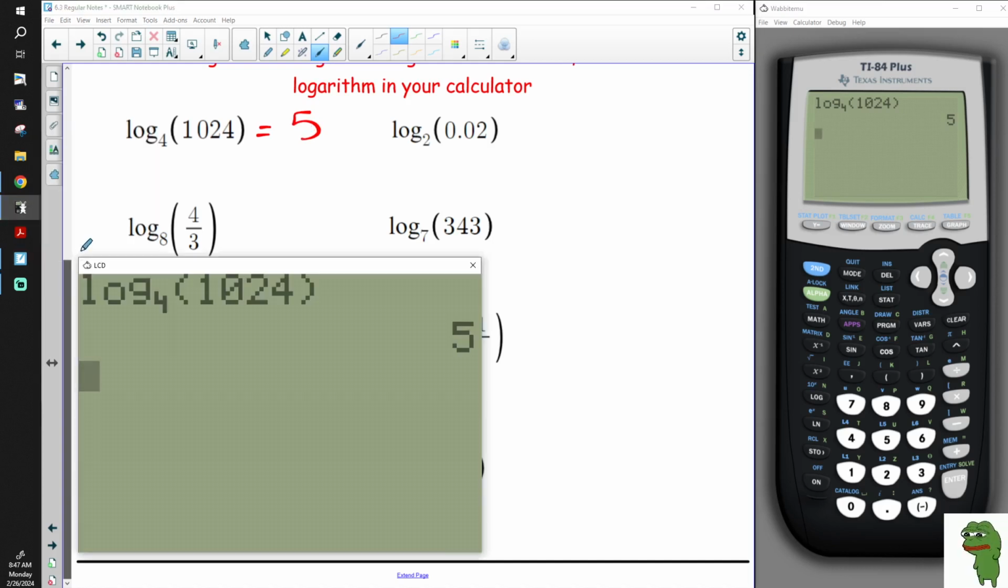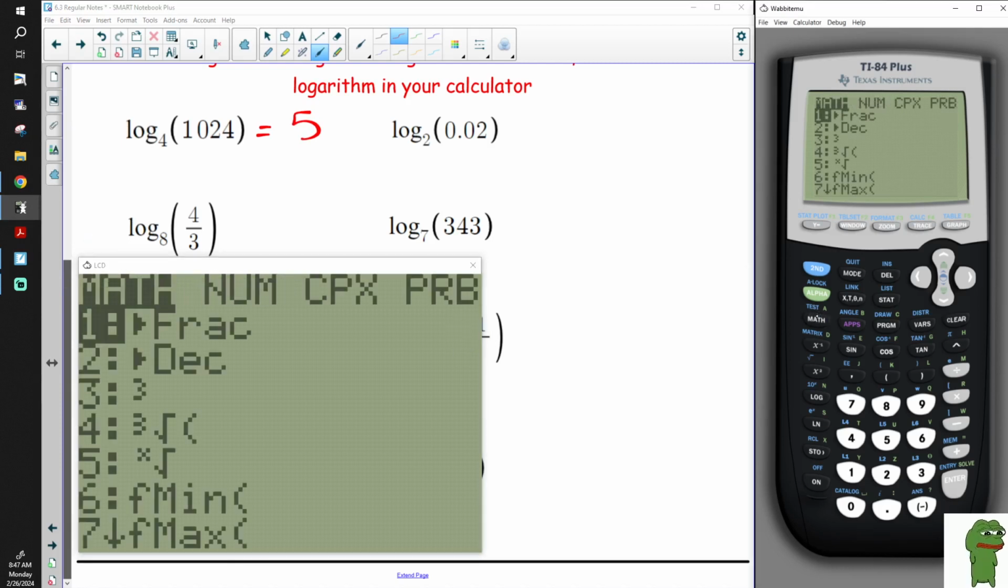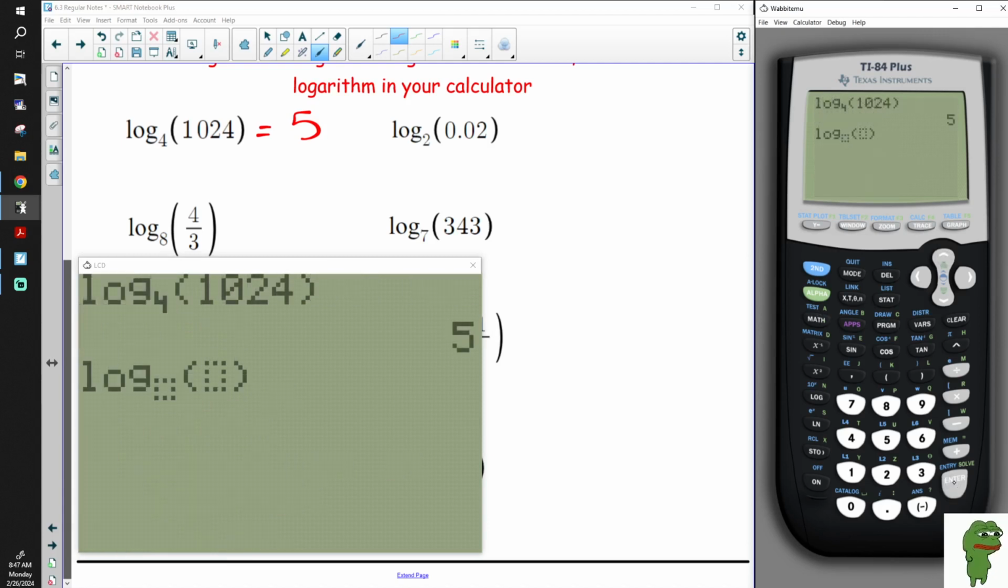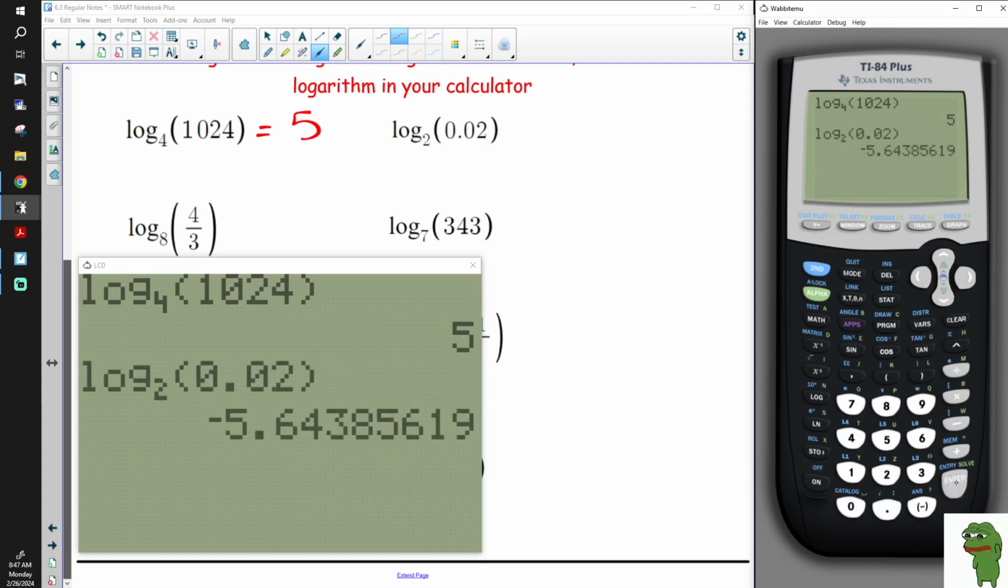Log base 2 of 0.02. Again, math. Go to the bottom of my list. Find the log base. My base for my second problem is 2. And I'm going to type in 0.02. That's my value, and I click enter. And I get negative 5.644 if I round. Negative 5.644.